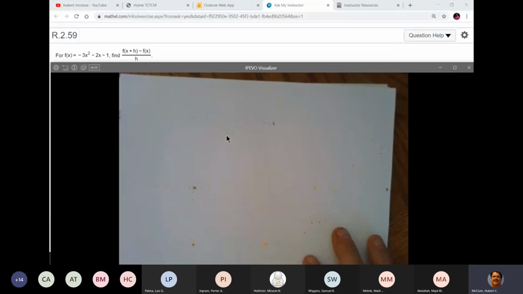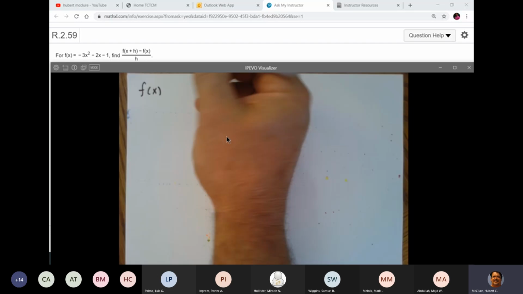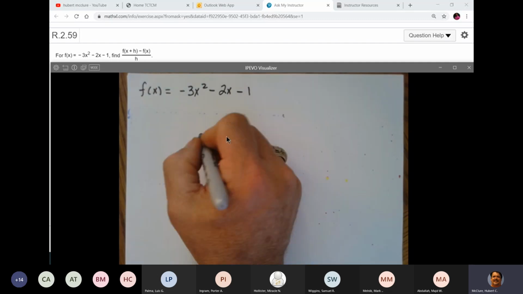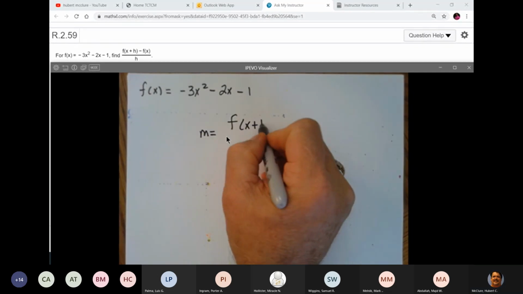So, f of x is equal to negative 3x squared minus 2x minus 1. And that is the function. That's f of x. So with that f of x, we'll go ahead and write our quotient: m is equal to f of x plus h minus f of x over h.